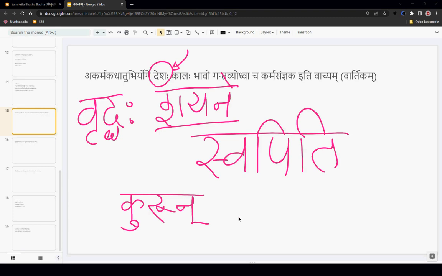This is another example. Somebody, kurun swapiti. Swapiti is already there. Okay. Kurun swapiti. So, for example, who kurun swapiti? Like say, who wants to sleep in the Kuru Rajya?